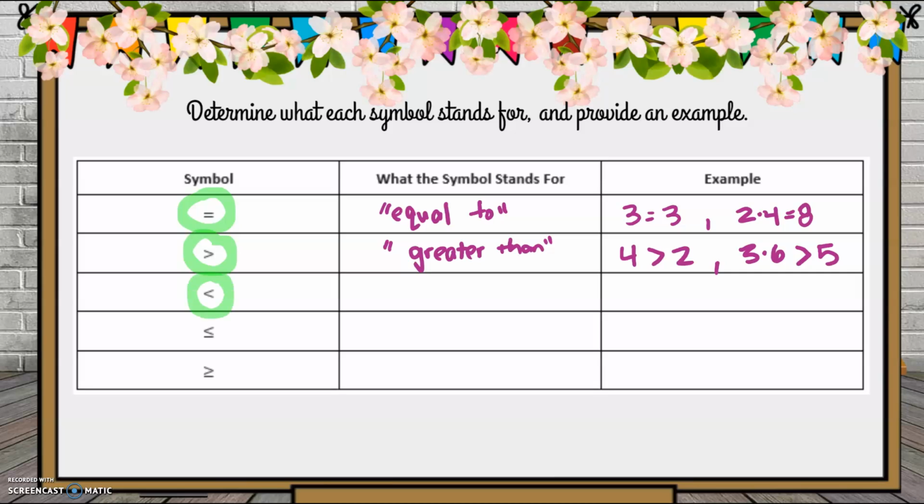Here goes the third symbol. It is the less than sign. So that symbol literally says less than. And then that symbol, whatever's to the left, is less than whatever is to the right. For example, we can say 2 is less than 4. And then we can say, let's say 6 is less than 7 times 2. Okay?